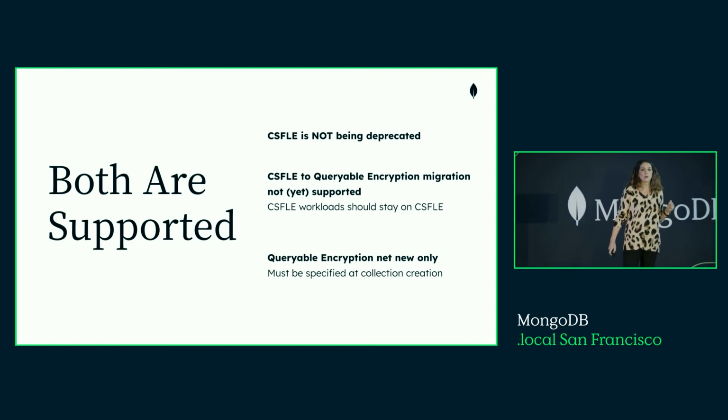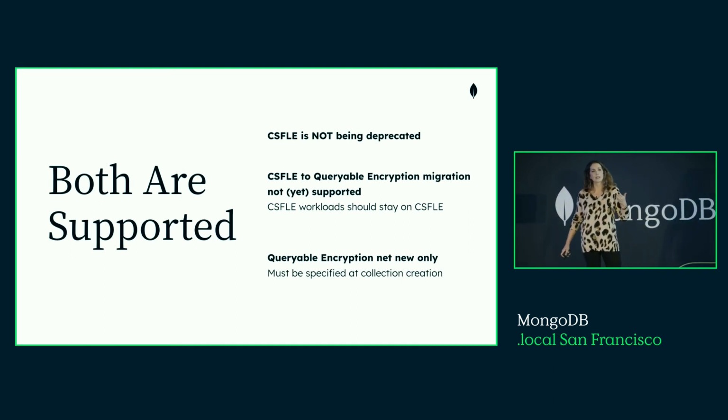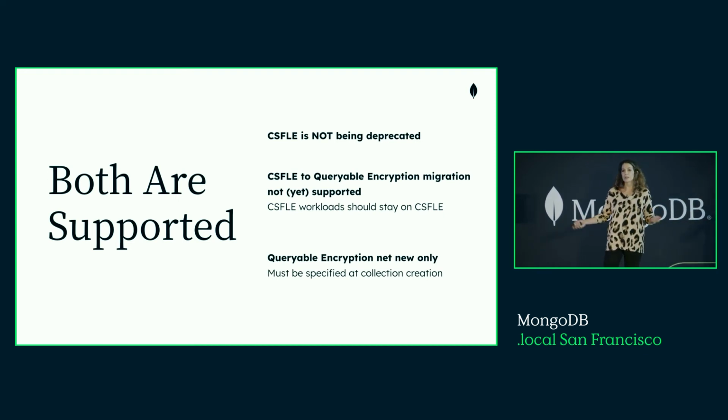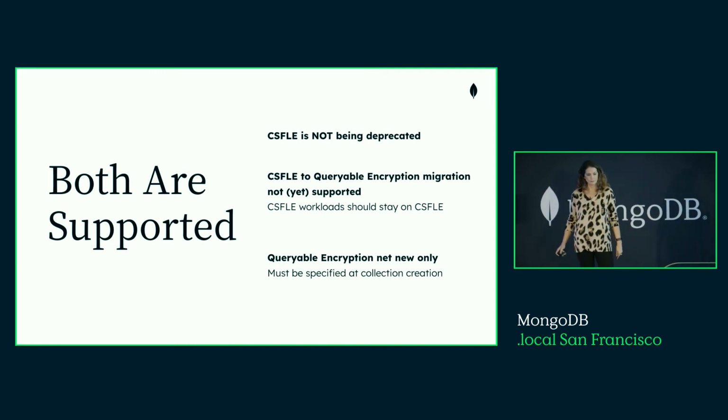There is no current way to migrate CSFLE to queryable encryption. So if you have CSFLE already implemented, keep that implemented where you are. Any new collections, you can use queryable encryption. We will have a migration path in the future, but right now we're in preview for this. It's not supported, but like I said, that is planned. So really, queryable encryption should be used for net new only, and it must be specified when you create the collection.